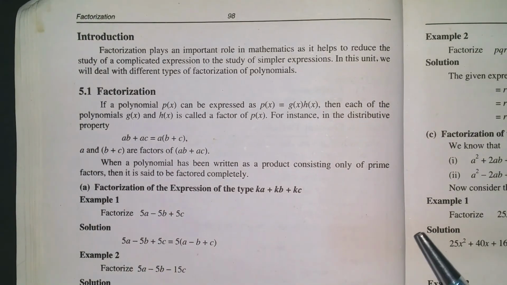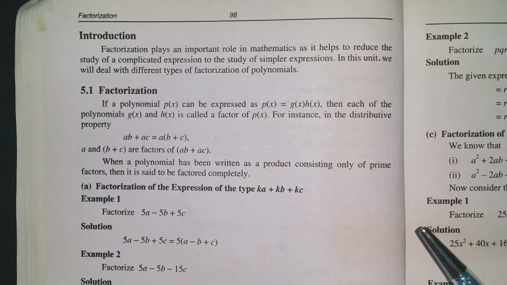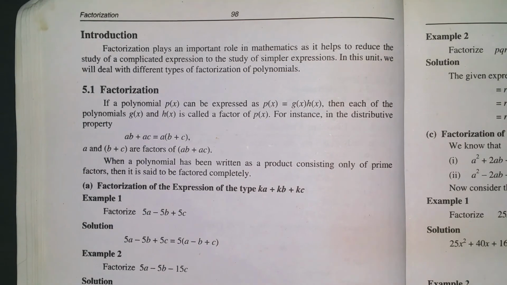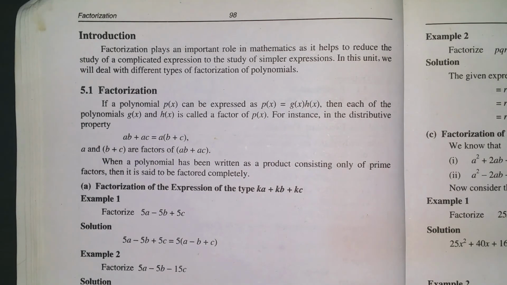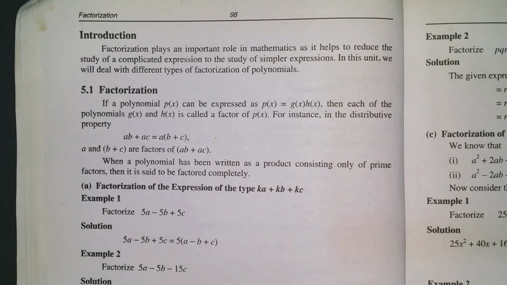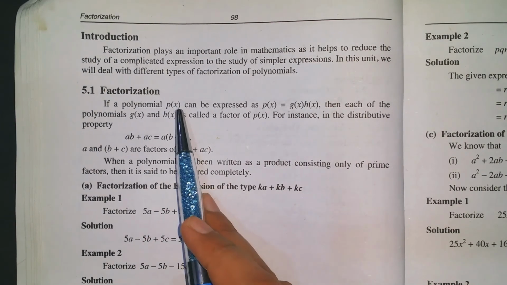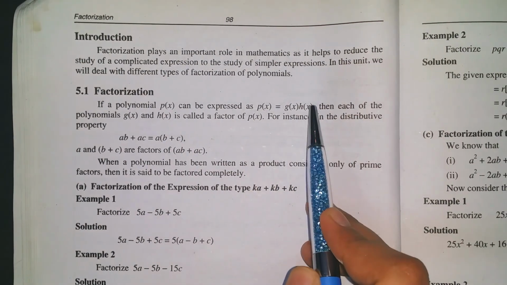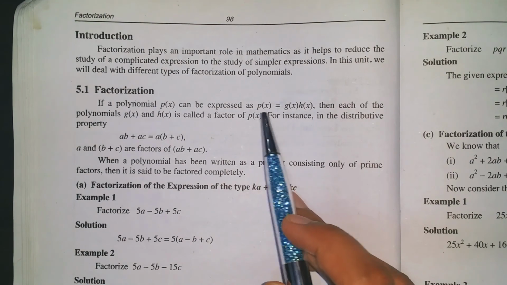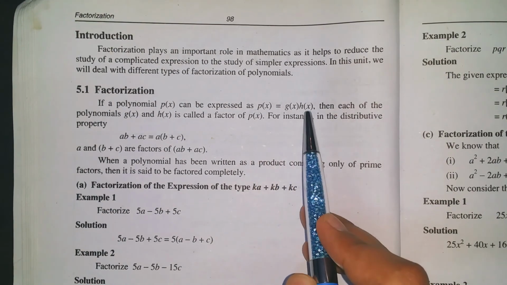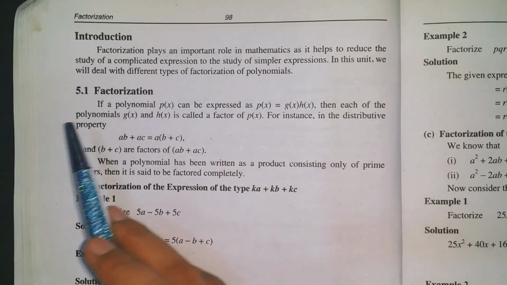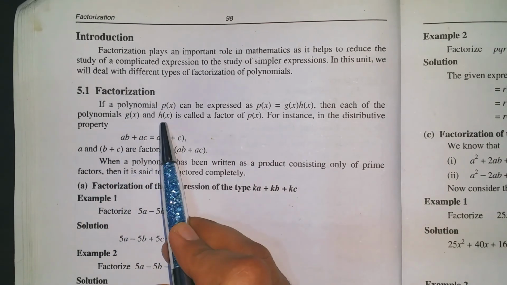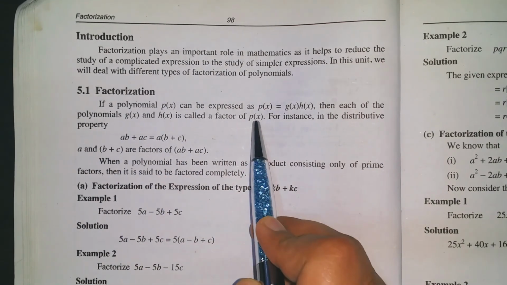Basically, factorization plays an important role in mathematics because it helps us to reduce our study of a complicated expression to the study of simpler expressions. Factorization: if we have a polynomial p of x and we can write this polynomial as the product of two polynomials, p of x is equal to g of x into h of x, then each of the polynomials g of x and h of x is called a factor of p of x.